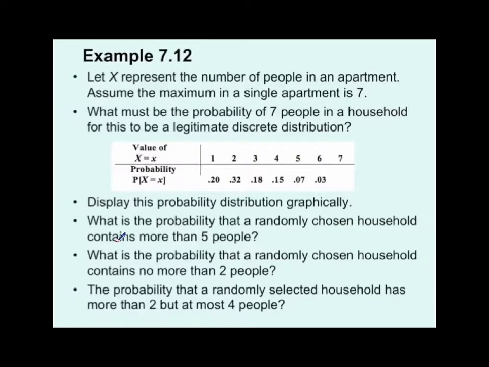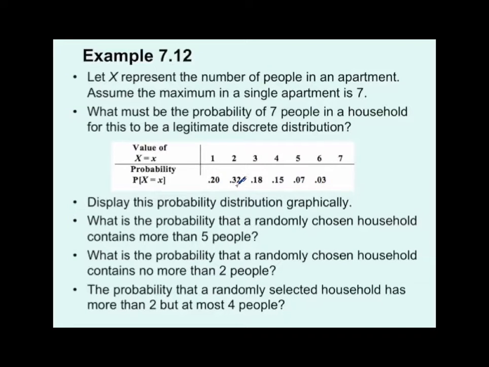Okay, so let's take a look at an example. This is example 7.12 from the textbook. X represents the number of people in an apartment, and assume the maximum in a single studio apartment is 7 people. That's people sleeping everywhere, in the shower, every place. What must be the probability of 7 people in a household for this to be a legitimate discrete distribution? Well, for it to be a legitimate discrete distribution, all of these values added together, including the missing value, have to sum up to 1.